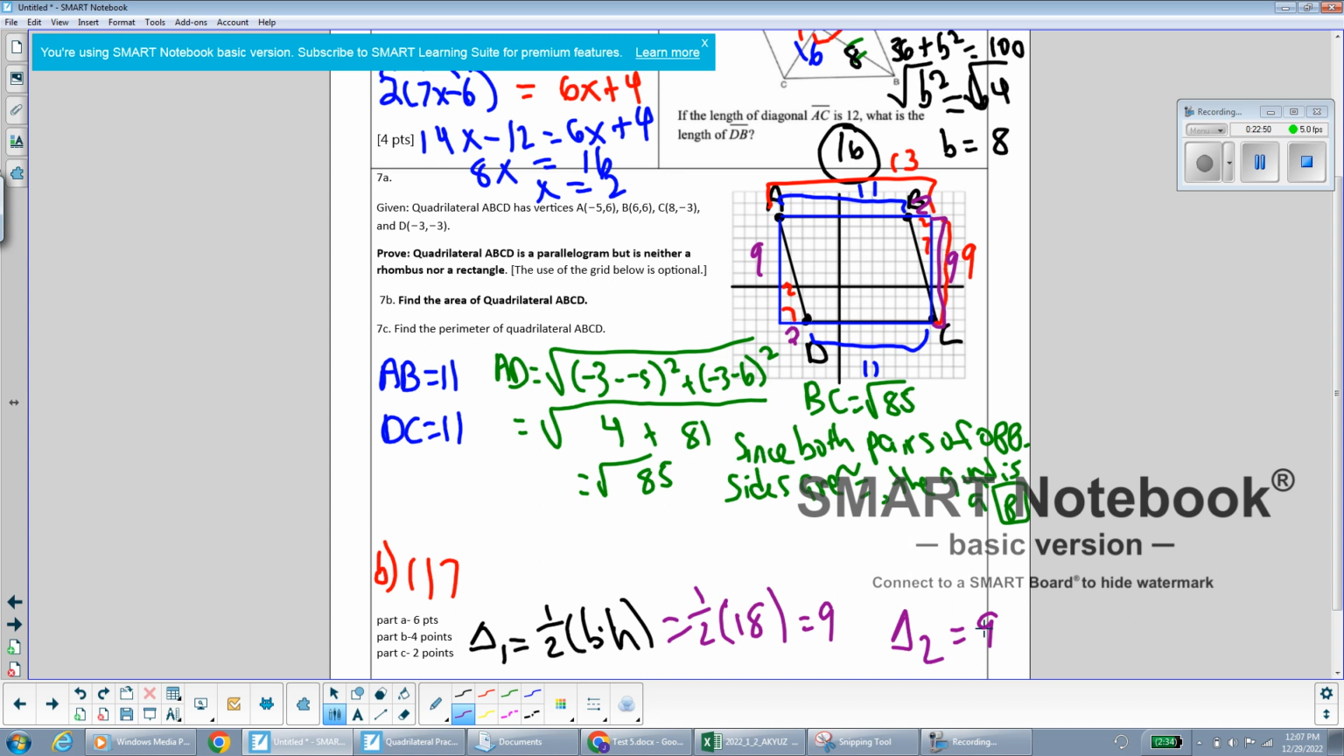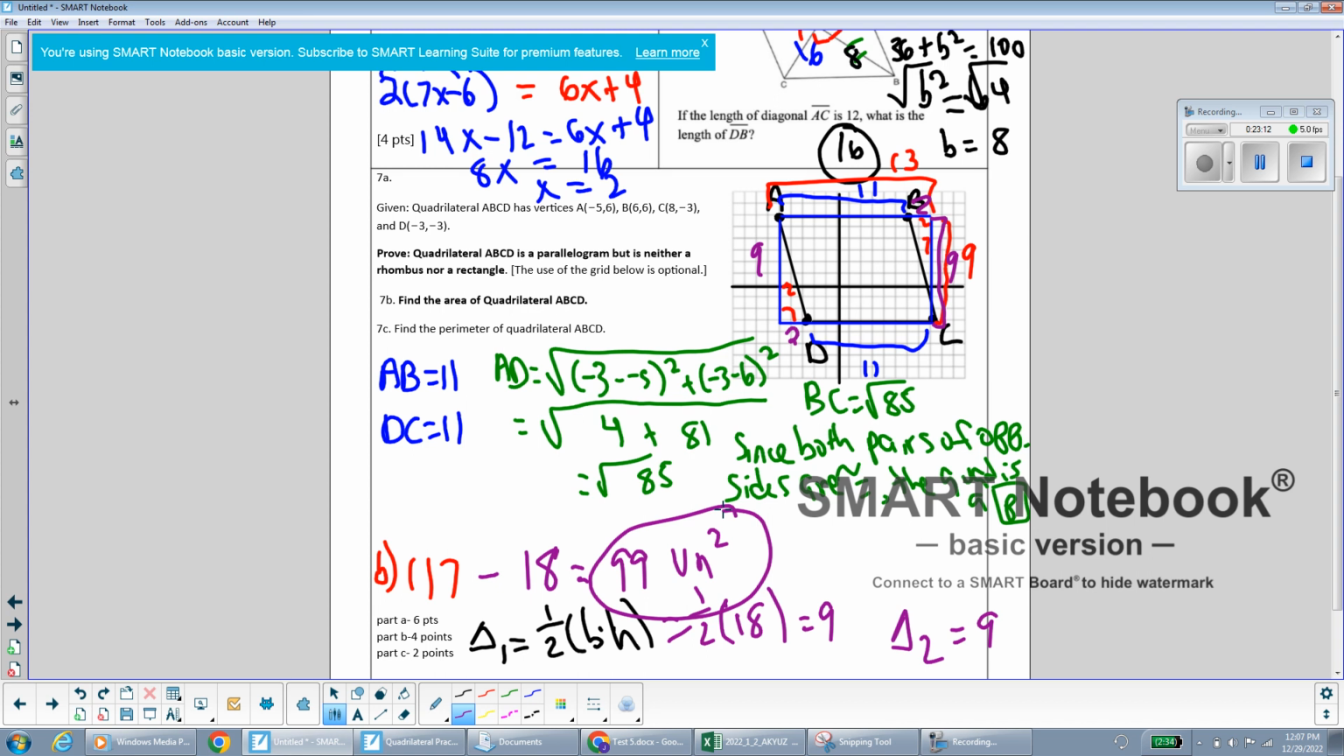So what we have here is the whole minus the two triangles. 9 plus 9 is the area of the two triangles combined, which is 18. And 117 minus 18 is 99 units squared. So that is the area of quadrilateral ABCD. It is 99 units squared.